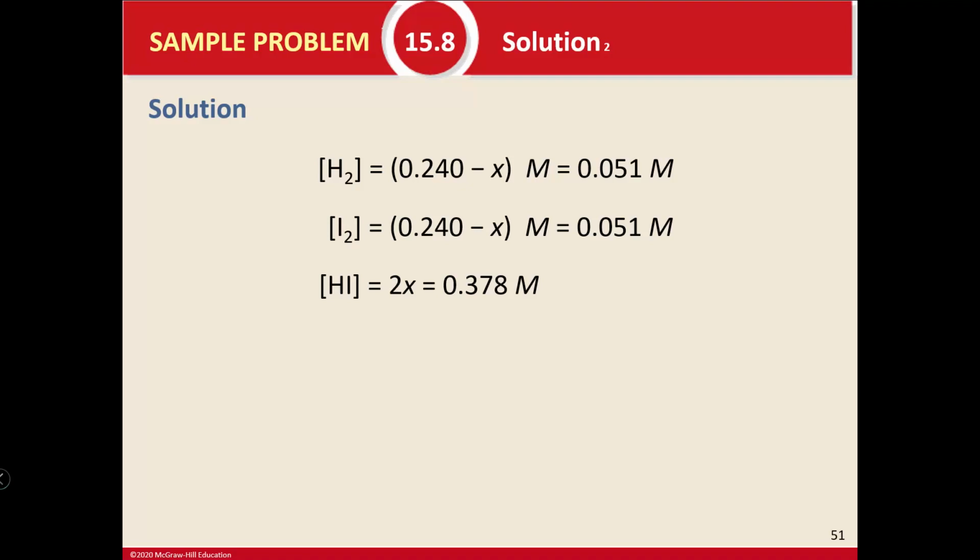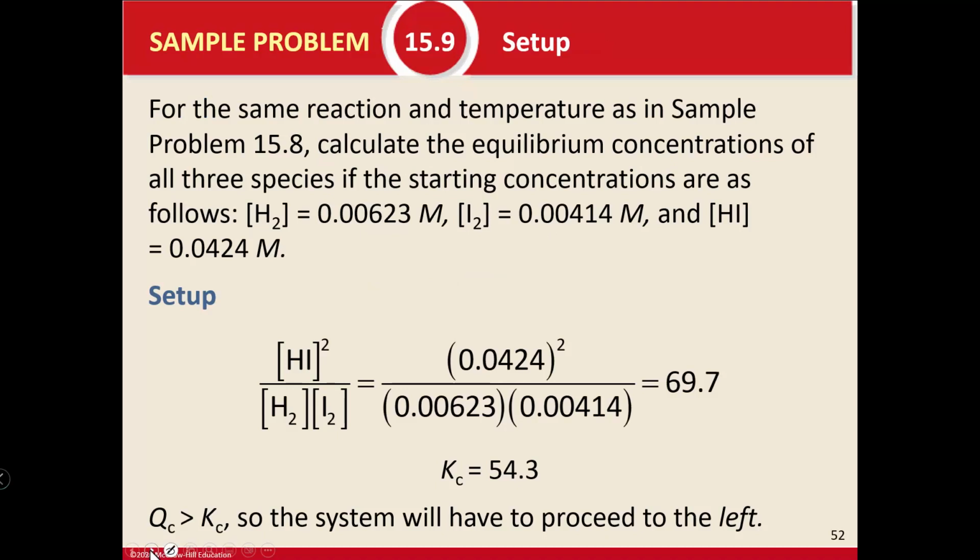All right, so let's look at the next step. It says, for the same reaction and temperature as in sample 15.8, calculate the equilibrium concentrations of all three species starting with these concentrations. So notice what's different about this one: we don't have 0 of the product. We start off initially with product initially present.